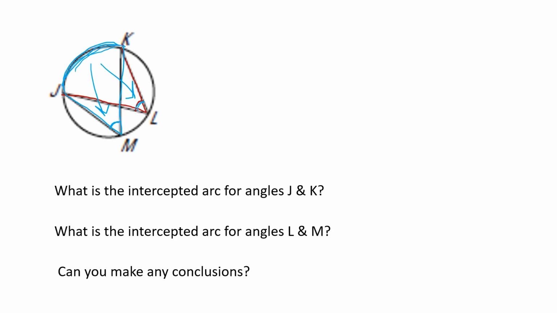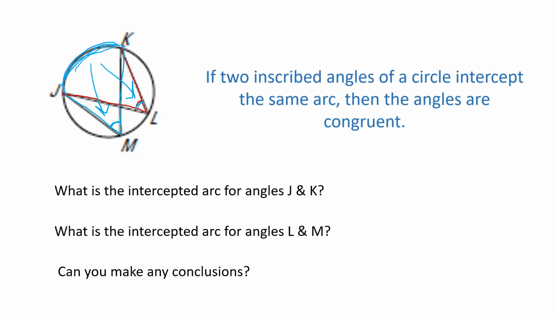So what are the conclusions we might be able to make here? It looks like if we have two inscribed angles in a circle that intercept the same arc, the angles that are intercepting that arc have to be congruent. That only makes sense if they share the same arc, correct? So let's make sure we jot that down, get that starred so we know that it's very important that we can have congruent angles within the same circle that share the same arc.